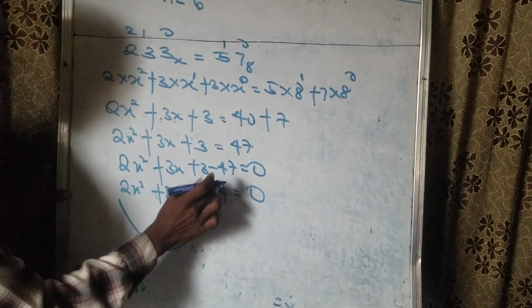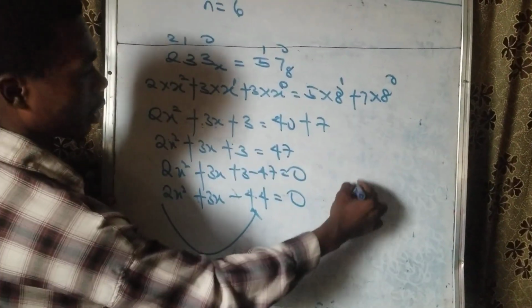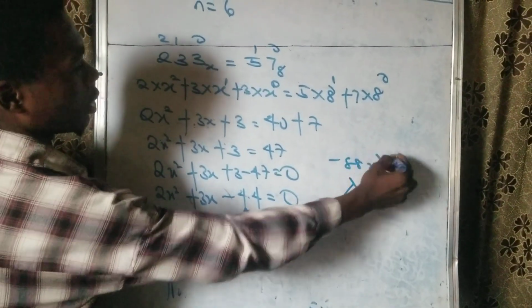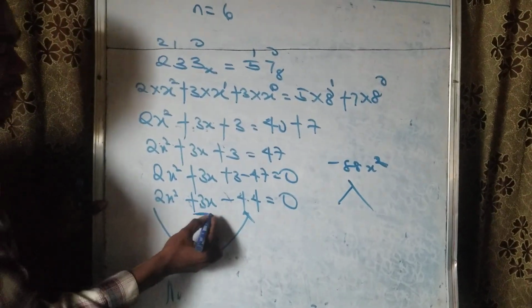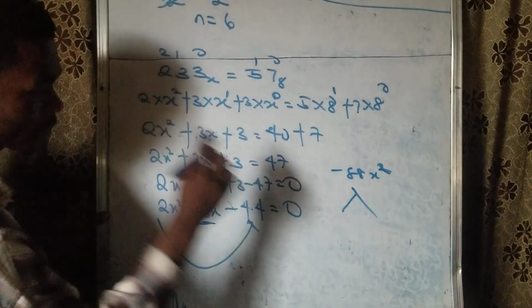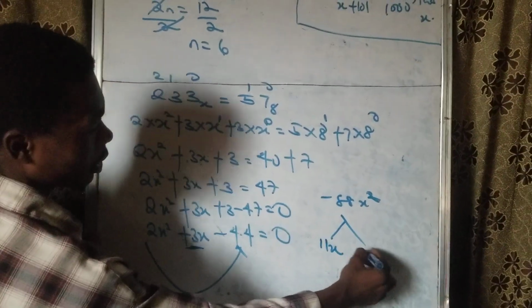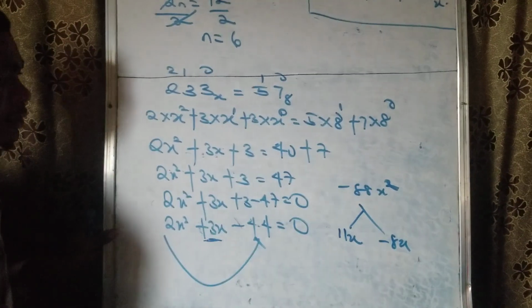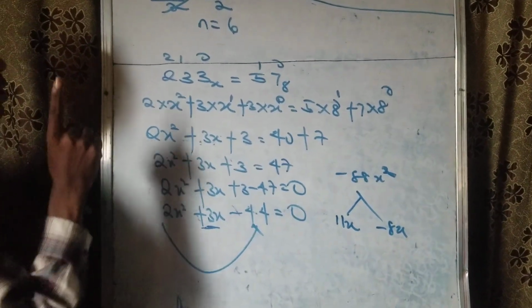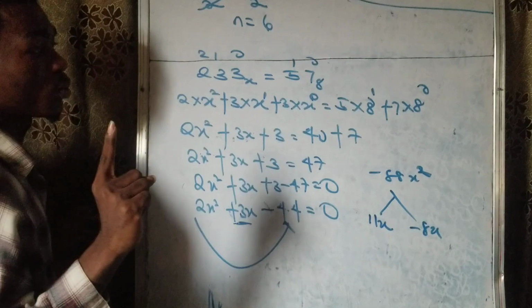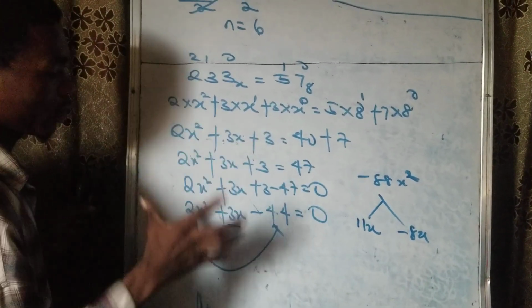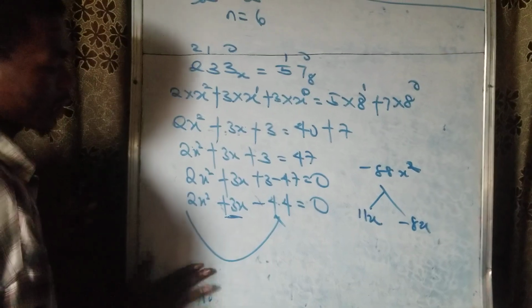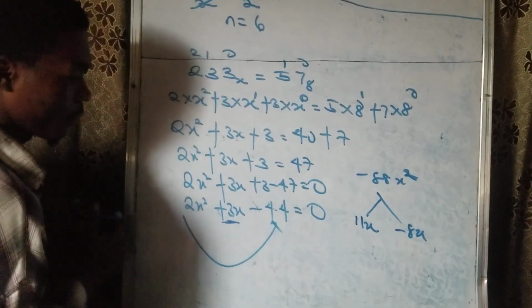So 2x squared times minus 44 gives minus 88x squared. You look for two numbers that, if you multiply, you get minus 88, and if you add them, the sum must be plus 3. That will be 11x and minus 8x. Do we get that? And don't forget, in the first question I said I'm going to teach you a shortcut. I did not forget. I will use this example as a shortcut. But let us do the expanded notation first.